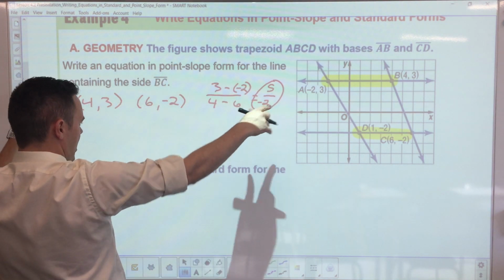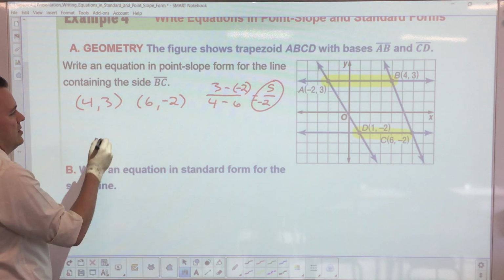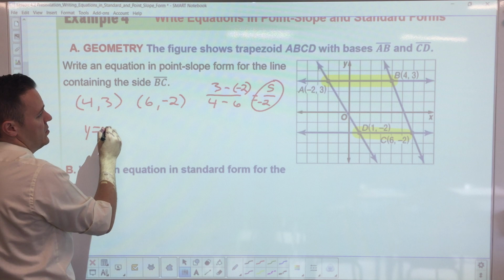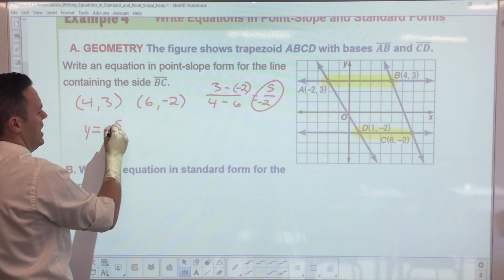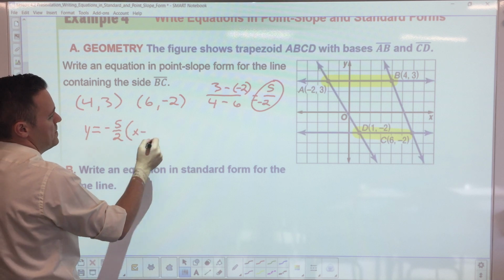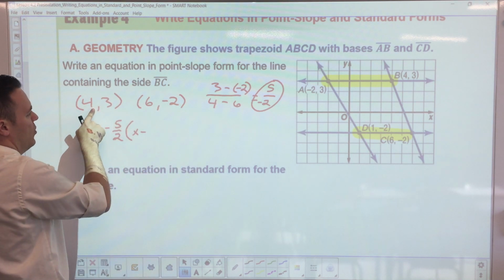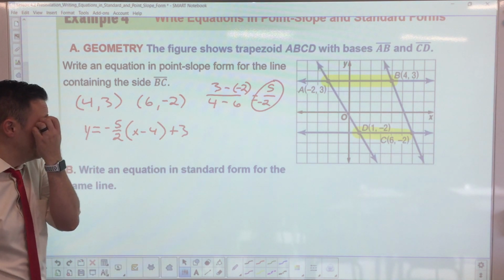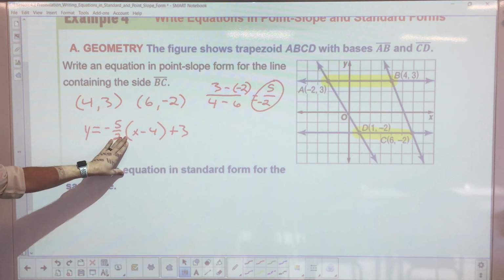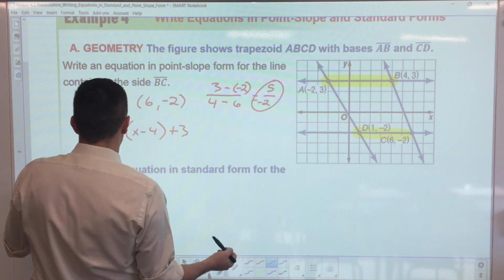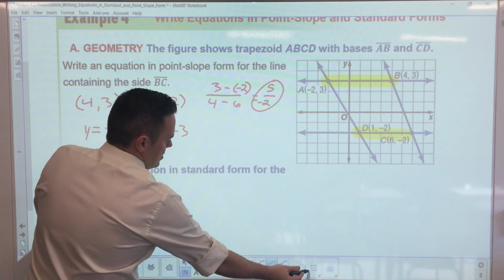Now, oh, and then I've got to do it in standard form. Darn it. Okay, so point-slope form is y equals m, which is negative 5 over 2. And then you don't do the x minus. Then my x value, I'm going with the 4 and the 3, plus 3. That way you get away from the negative. Distribute. So if I distribute this out, now I'm done with this one.